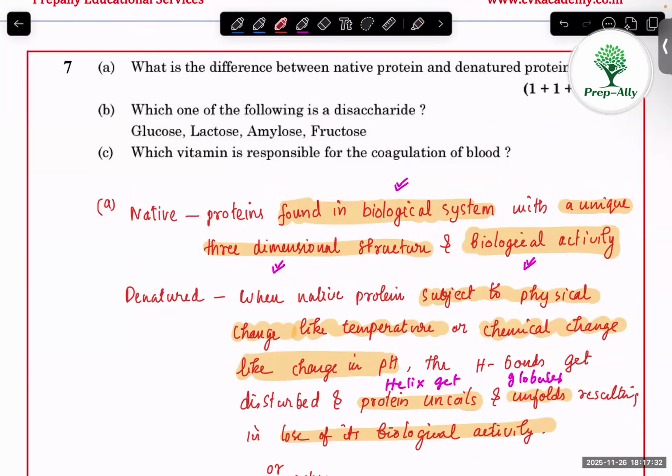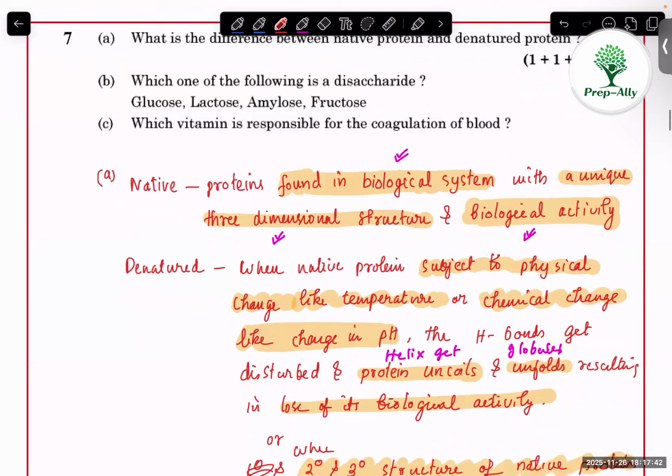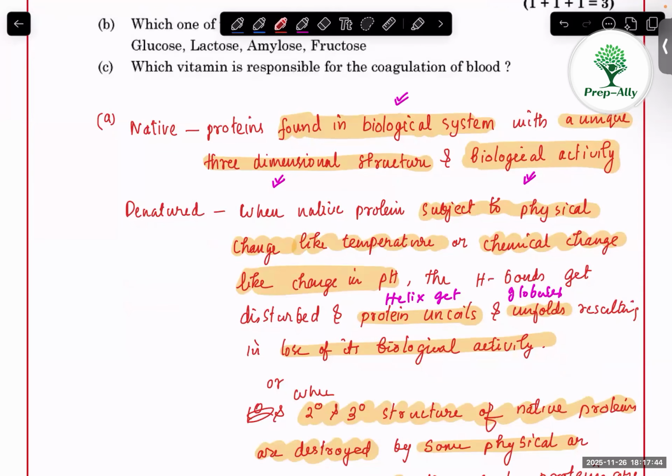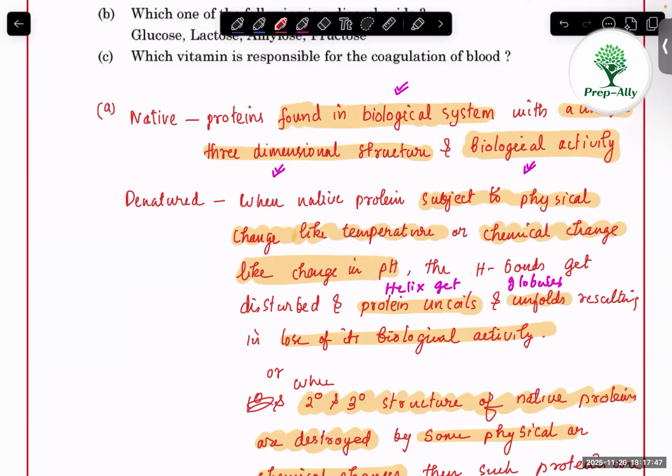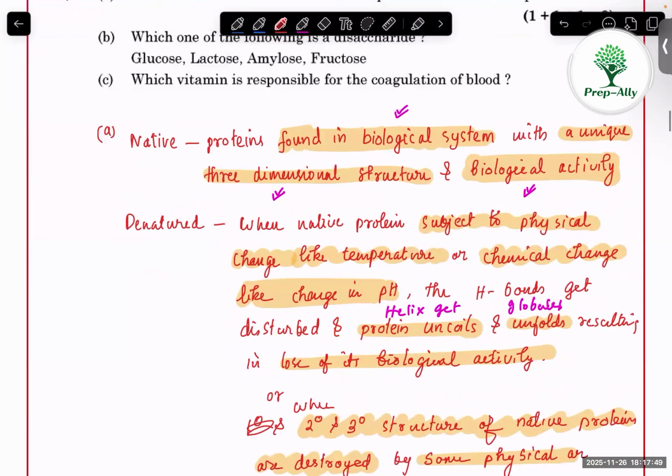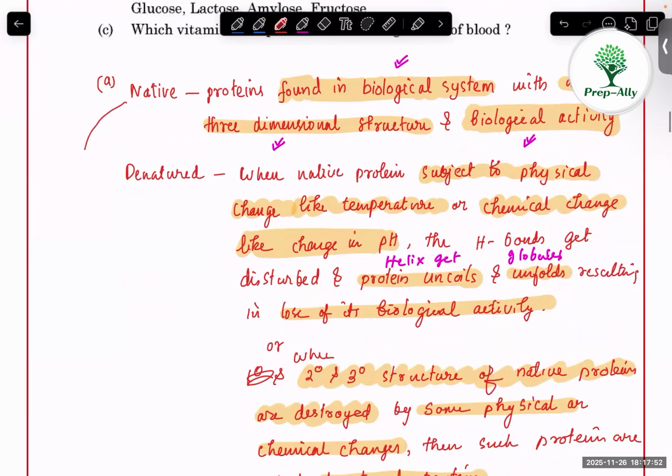Now the next part is which one of the following is a disaccharide. So what are disaccharides? Disaccharides have 2 monosaccharides. Let me again go back to the previous one. What is the difference between them? Based on the answer, if you write just 1 point, native means 3D structure intact and biologically active. Simple words. If you just want to write simple words, this is one.